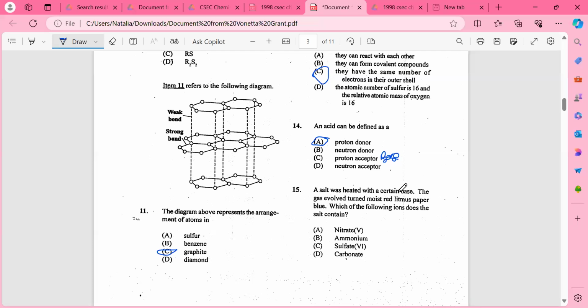Salt heated with a certain base. This is a repeat. What's the answer for number 15? Ammonium.